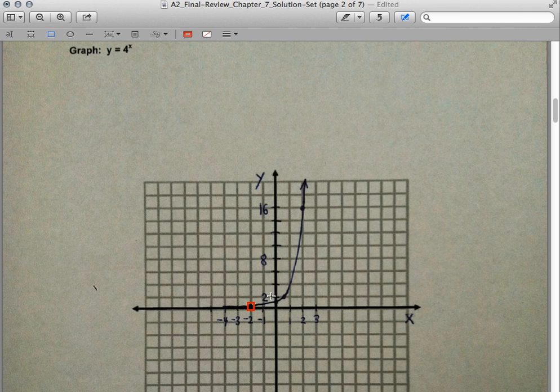Then we get to the point where our exponents become positive, and here is where the exponential growth takes place. So we can see here when the exponent is 0, our output is 1, and then of course all of a sudden our input value, or our exponent, is 2 and our output is 16. So this is a classic exponential growth function graph.